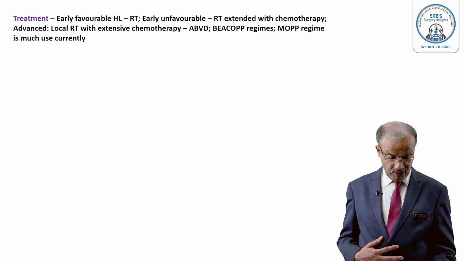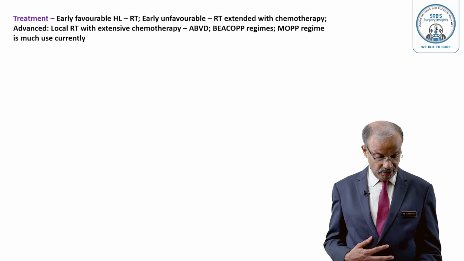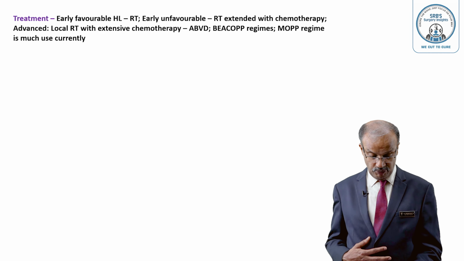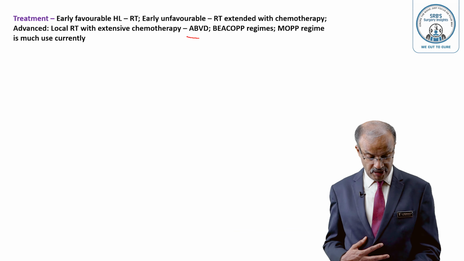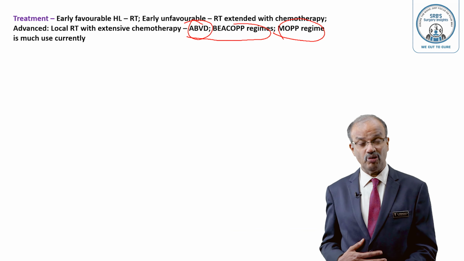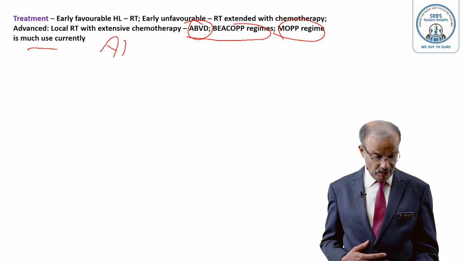Treatment for early favorable disease is mainly RT plus chemotherapy, local RT plus extensive chemotherapy. Chemotherapy is ABVD: adriamycin, bleomycin, vinblastine, dacarbazine, and the BEACOPP regimen. These are the main regimens which are used, mainly this one. MOPP regimen, earlier we were using mustine, oncovin, procarbazine, prednisolone, is not commonly used. Now mainly the current standard is ABVD.